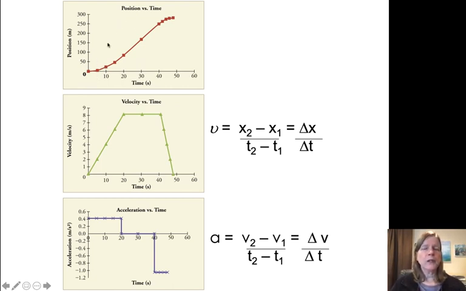So if we start out with position versus time, just imagine you had a little matchbox car and it was moving along a straight line down a track, and at periodic intervals you were taking note of its position at a particular time.